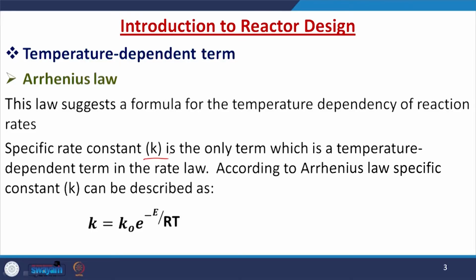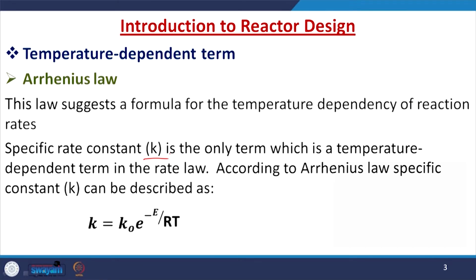There are various laws embedded in this temperature dependent term. One is the Arrhenius law. It's a very well known and very common law. This law suggests a formula for the temperature dependency of any kind of reaction rate. We discussed these reaction rates in the previous lecture. Here the temperature dependency is governed by the Arrhenius law. The integral part of this law is that the specific rate constant, usually denoted by a small k, is the only temperature dependent term in the rate law.